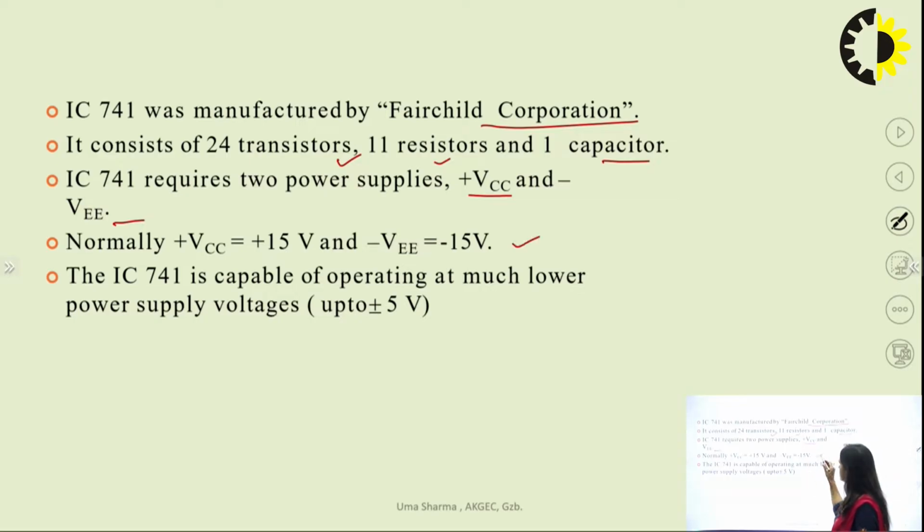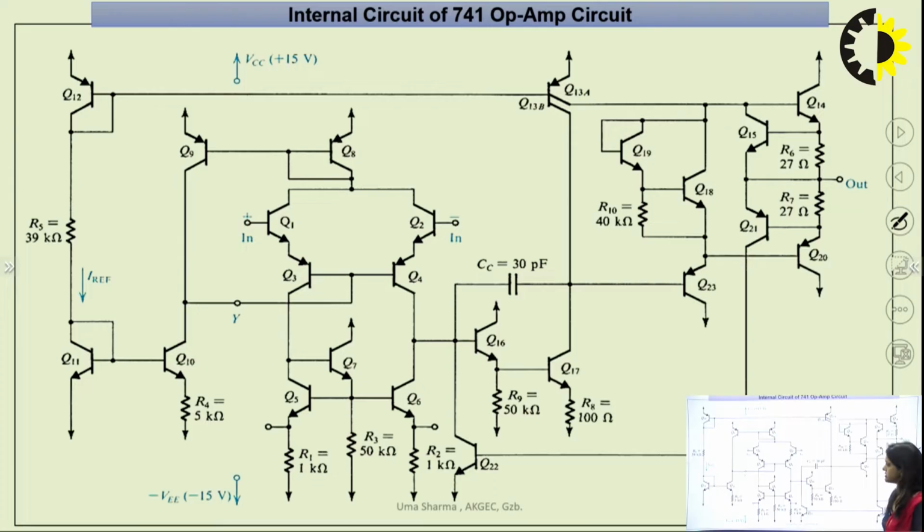Normally the value of these supply voltages is taken as plus minus 15 volt, but the IC is capable of operating at much lower supply voltages such as plus minus 5 volt. So you can see the block diagram of the 741 IC. Each block has its circuit level, transistor level circuit diagram. I hope you are all aware of the blocks of the 741 op-amp. It basically has 3 blocks. One is the differential amplifier input stage, then next is a gain stage, and after that there is an output stage. To support all these stages, we require some biasing by which we can provide power to these blocks.